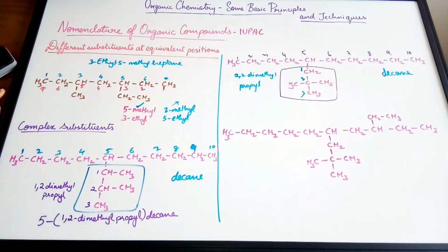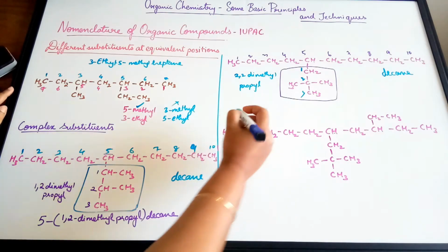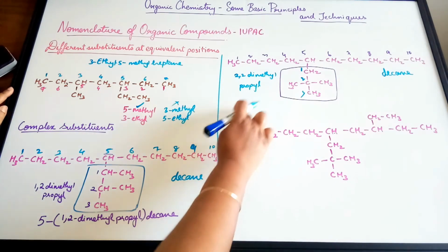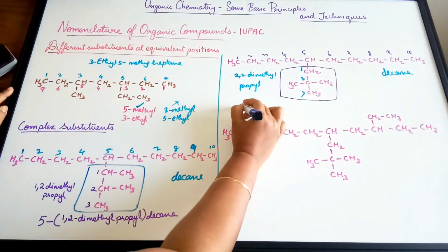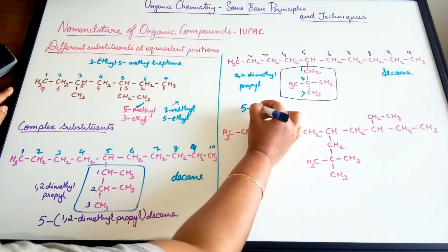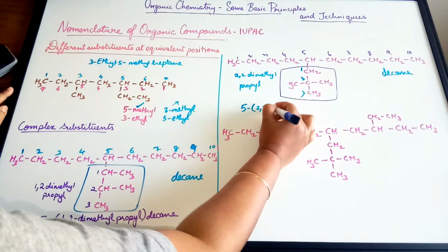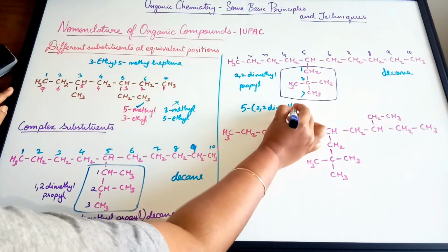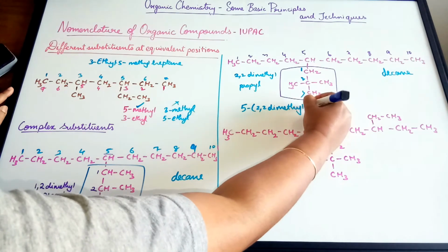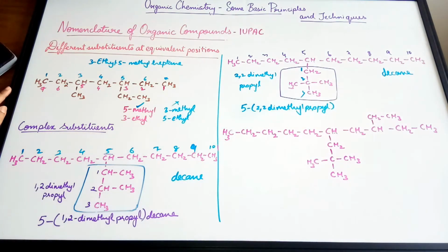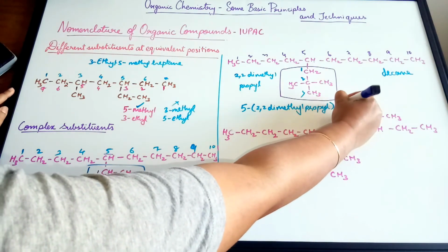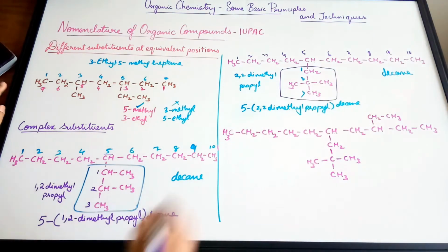So the name of this compound will be, first of all, the carbon atom to which the complex group is attached. So 5, 2,2-dimethylpropyl. That's the name of the substituent. And then decane. So that's the name of this compound.